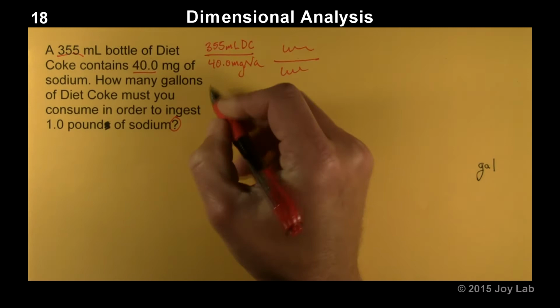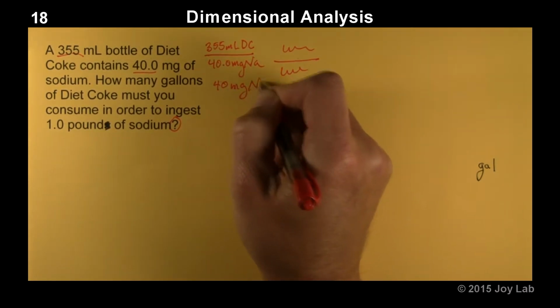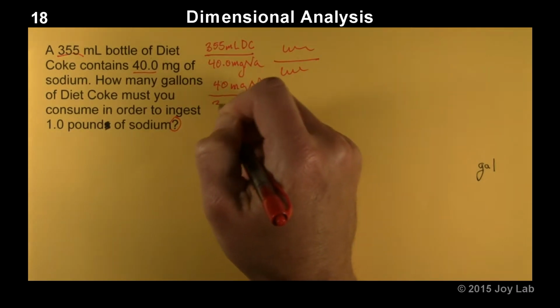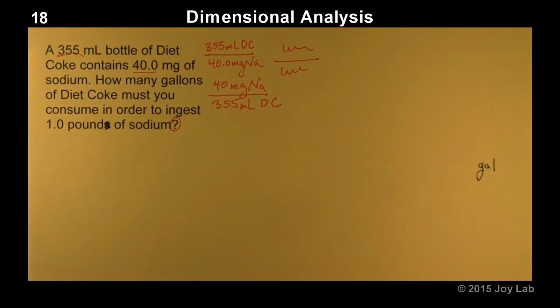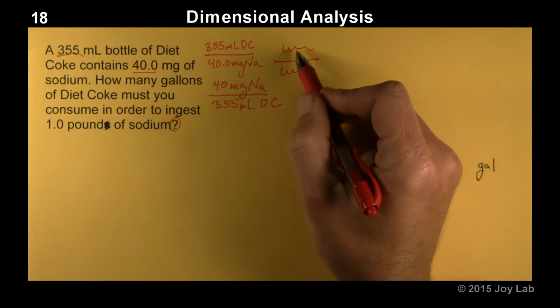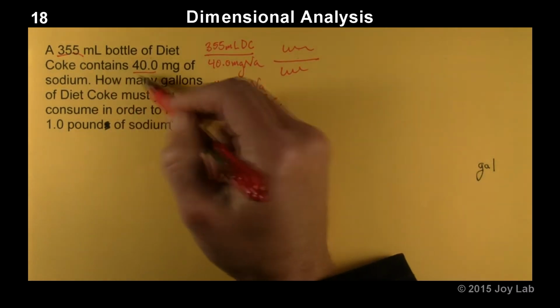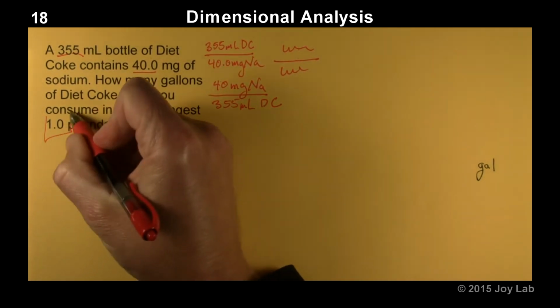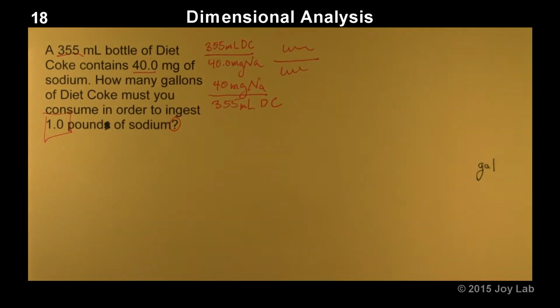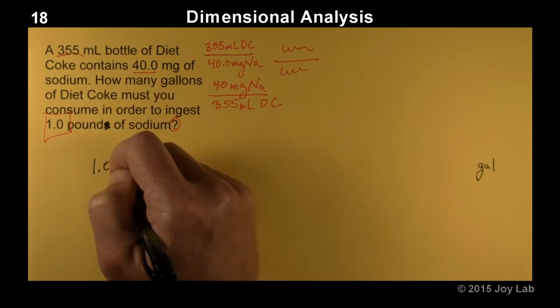And remember, you can flip this around. You could say 40 milligrams of sodium in 355 milliliters of Diet Coke. Either one of those is fine. So knowing that and using our rule of thumb, something per something, we didn't end with something per something. We're not going to use either one of these as our starting conversion factor. We're going to start with the 1 pound. So it's 1 pound of what? It's 1 pound of sodium.